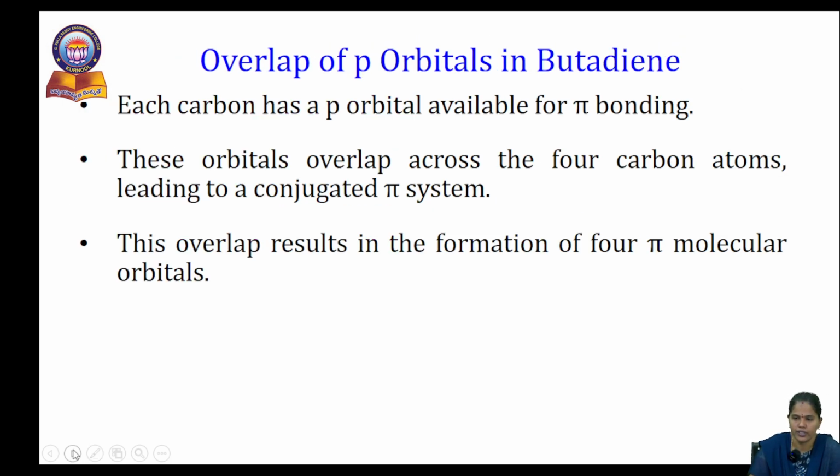Overlap of p orbitals in butadiene. Each carbon has a p orbital available for pi bonding. These orbitals overlap across the 4 carbon atoms, leading to a conjugated pi system. This overlap results in the formation of 4 pi molecular orbitals.